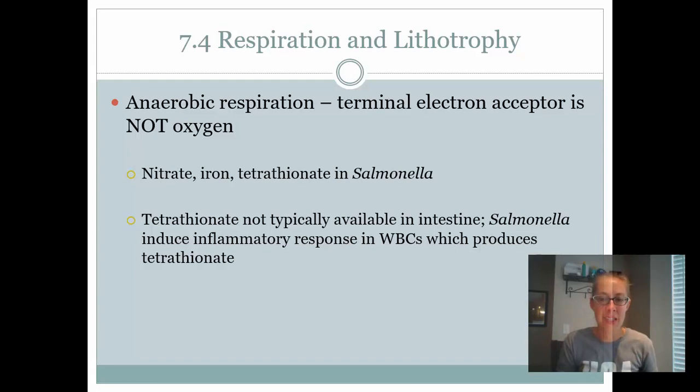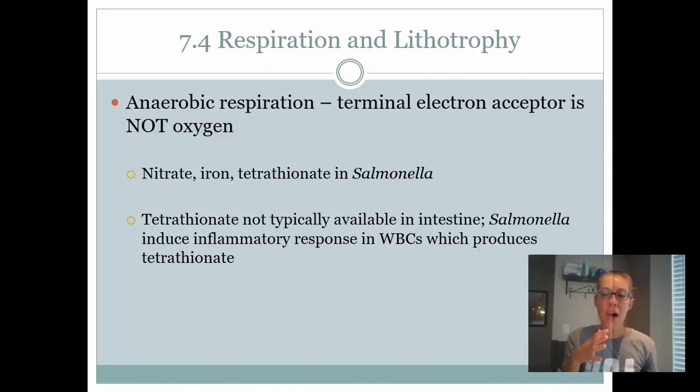If we have a salmonella infection, they use a molecule called tetrathionate as their ultimate electron acceptor. But this is not something that is typically available within the anaerobic environment of our intestines. So salmonella has a little trick up their sleeve. What these cells do is they initiate our own immune responses, and then they turn it for their benefit.